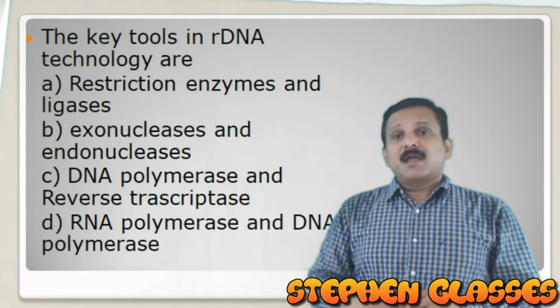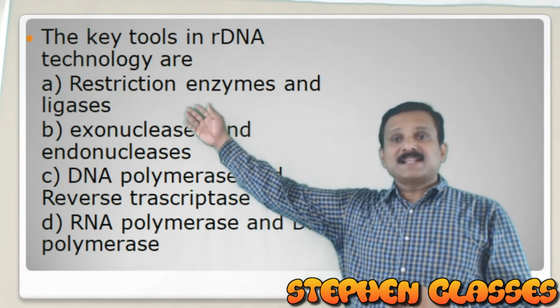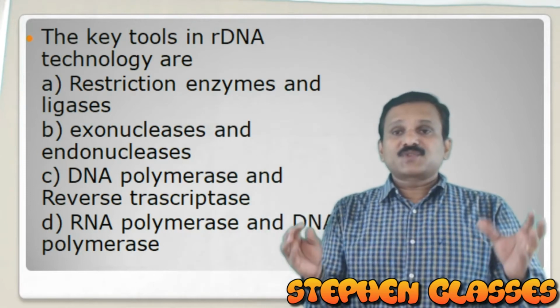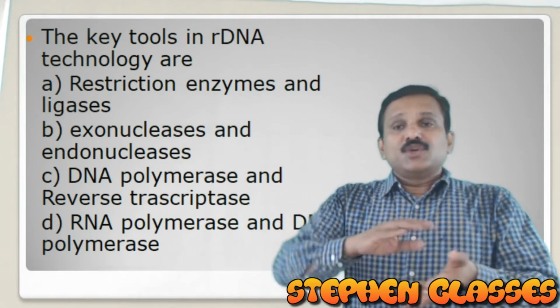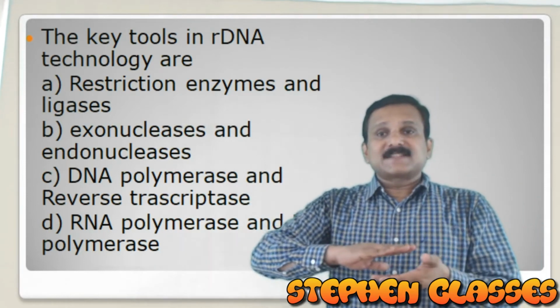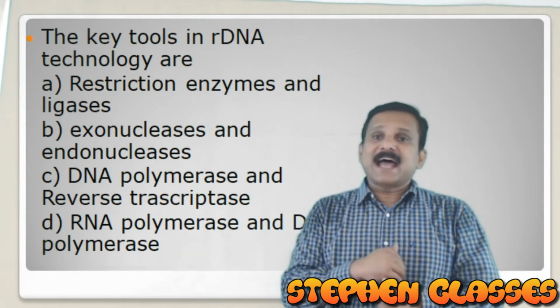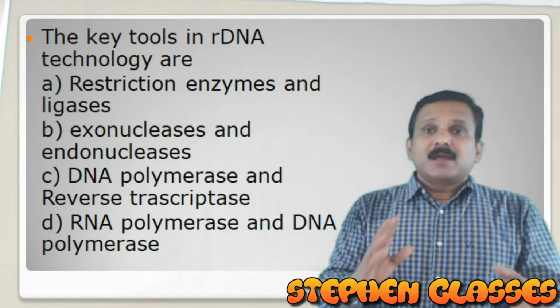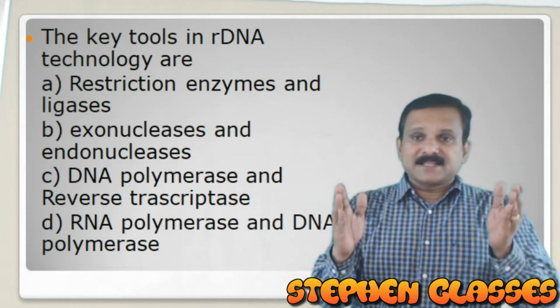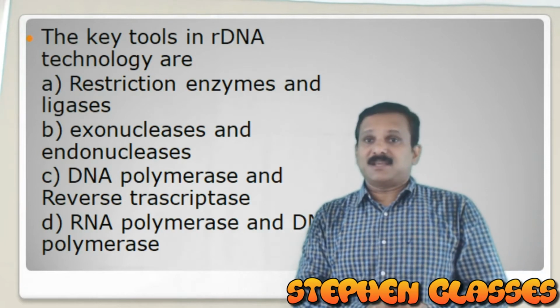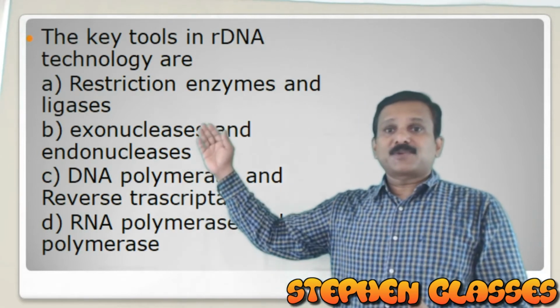So here, among the options, you can find restriction enzymes and ligases. Ligases, of course, to form a recombinant DNA you have to glue the sticky ends, or even if they are blunt ends, you have to glue them by using an adapter molecule. So restriction enzymes and ligases are the main tools in recombinant DNA technology. You got it?